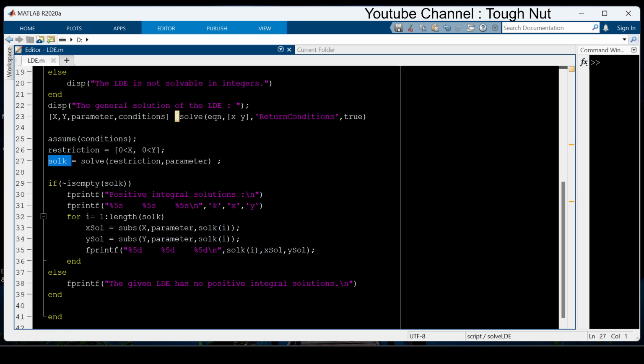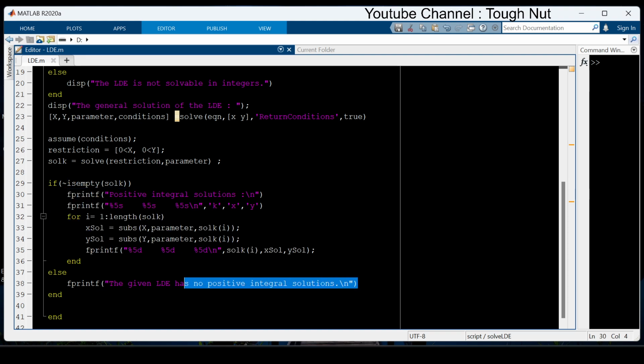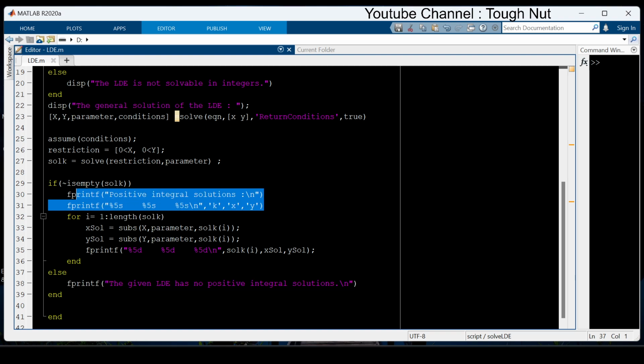We then use isempty to check if sol contains any solutions. Some LDEs may not have positive integer solutions, so this check is important. If solutions exist, we proceed to find them. Otherwise, we print that there is no positive integer solution. The fprintf function is used to format and display the results on the screen.